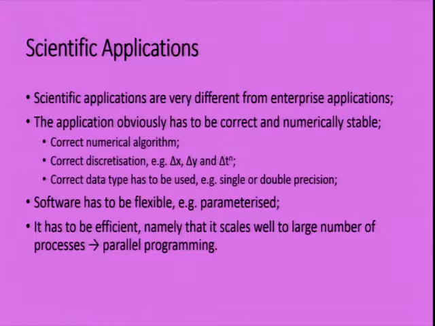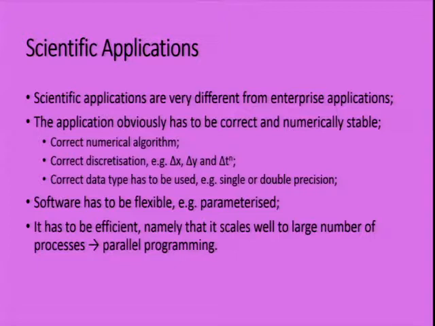Then you have to have the correct discretization. As I said, computers don't understand continuous models, so you have to discretize your problems. You have to have the correct discretization, the spatial discretization as well as temporal discretization. And you have to use the correct data type. Typical examples are single and double precision. You might have complex data types as well.